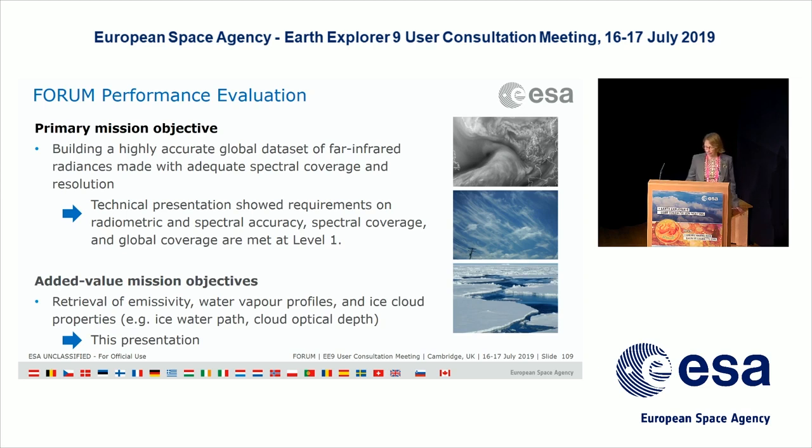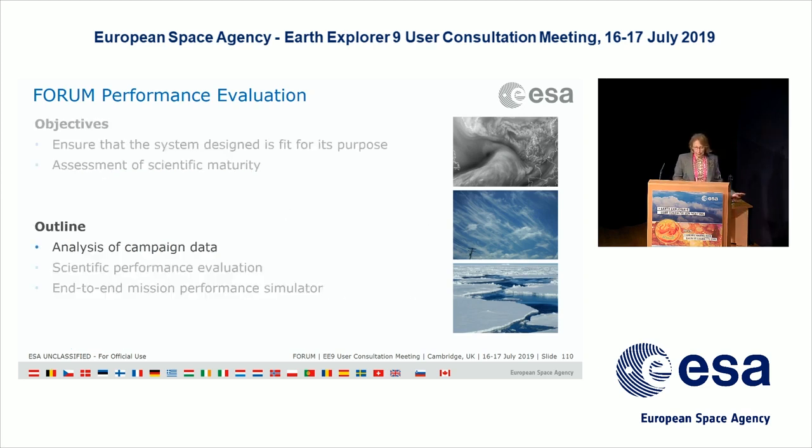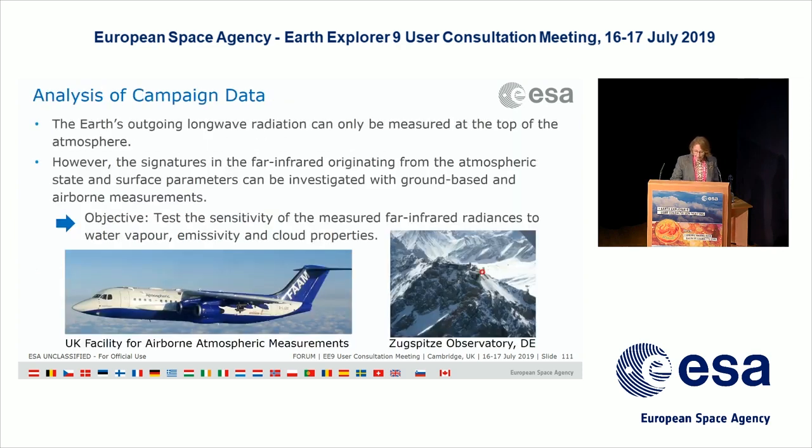So the outline here again, so I'll start with the campaign data. I need to stress again that the outgoing long-wave radiation can only be measured at the top of the atmosphere. However, the signatures in the far-infrared originating from the atmospheric state and from surface parameters can be investigated with ground-based and airborne measurements. So the objective of this part here is to test the sensitivity of the measured far-infrared radiances to water vapor, emissivity, and cloud properties. And we've done that with campaigns at the Zugspitze here on top of the mountain and from an aircraft.